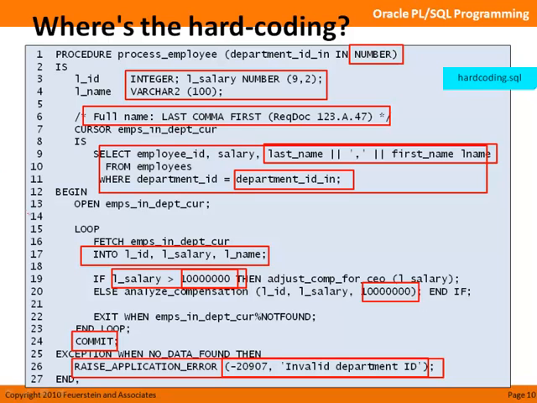Moving down to the executable section, my fetch statement. My fetch statement in line 17 has a hard coding, which probably a lot of you didn't catch. And the hard coding here is that I've hard-coded the number of elements I'm selecting. I've got 3 up here, and I'm assuming that there'll always be 3. But if I change my select statement, if I add another column to my select list, I have to change my fetch as well. That's a hard coding.